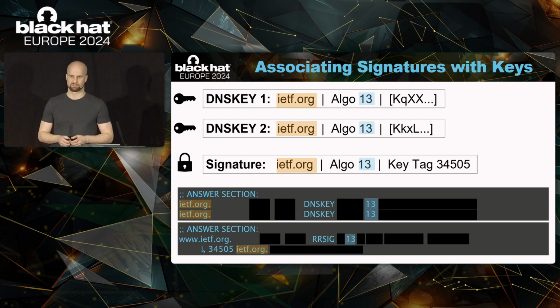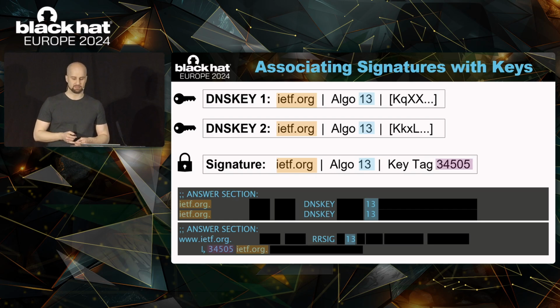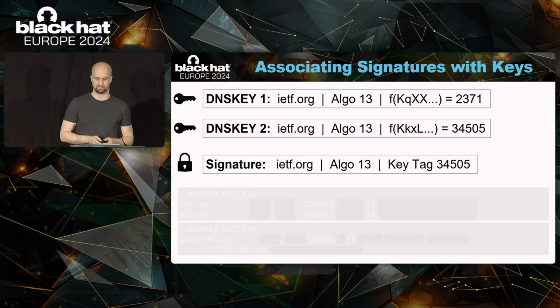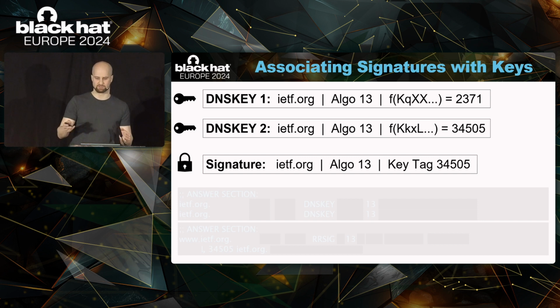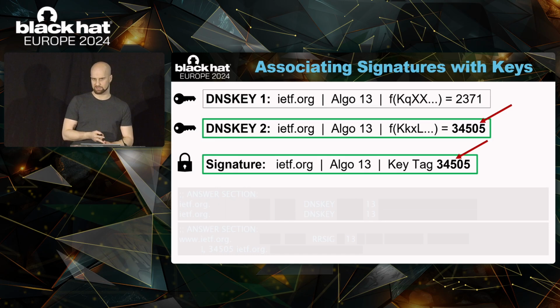The algorithm number must match, so DNSSEC uses multiple algorithms. You can select between them, and obviously you cannot evaluate an RSA signature with an ECDSA key. And the signature record also has a key tag field, which lists a 16-bit number. Note that the DNS key record does not feature such a field. So the key tag is calculated as a 16-bit checksum over the record data and not conveyed in a field. So having calculated the key tag, we now can use the triple of owner name equals signer name, algorithm number, and key tag to associate a signature with a key.